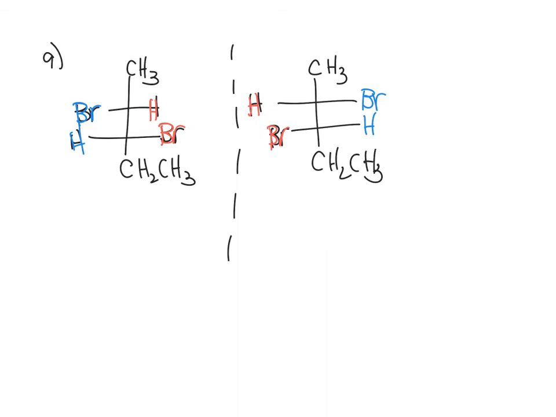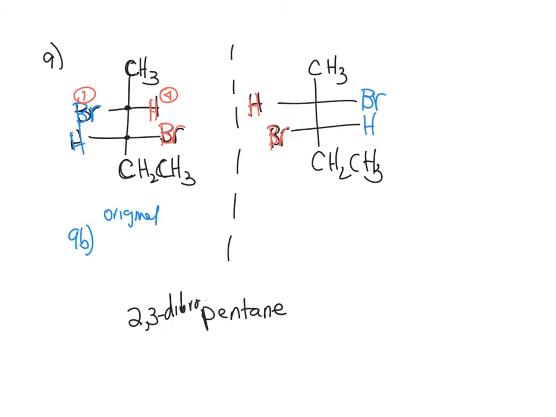And then it says determine, so we're looking at 9b, the absolute configuration of each chiral center in the original and mirror image. Okay, so in the original, we've got to assign priorities. Bromine gets 1, hydrogen gets 4, and we're going to number these. Let's go ahead and number carbons 1, 2, 3, 4, 5. Okay, so we're naming this. This is not propane. What is it? Pentane, right? Pentane. And we have a 2,3-dibromopentane. And then we're trying to decide 2 and 3.